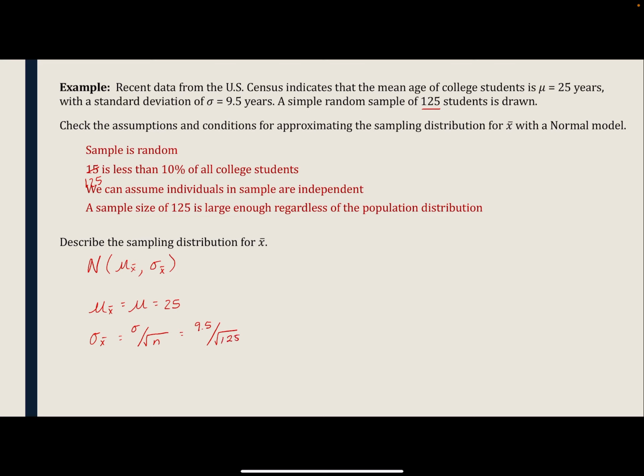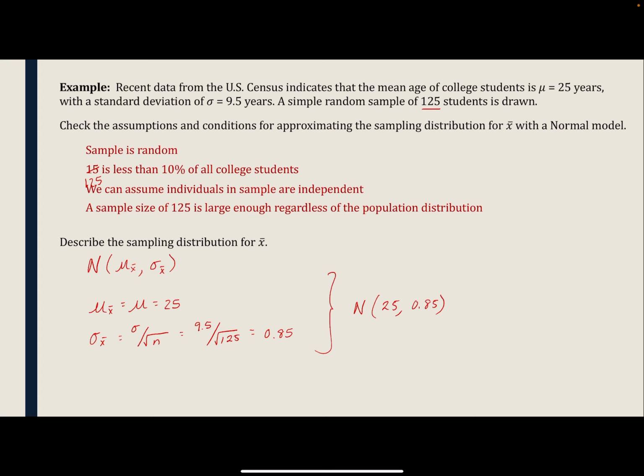The most common mistake that I see with these problems is that people don't adjust the standard deviation. They just use 9.5. But that's from the population, not the sampling distribution. And when we do that calculation, we get 0.85, which means that we have a normal model with a mean of 25 and a standard deviation of 0.85.